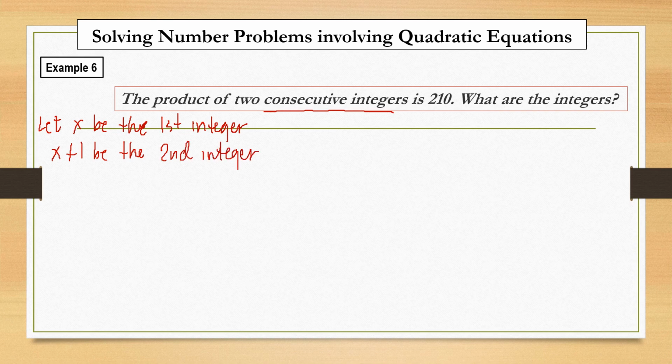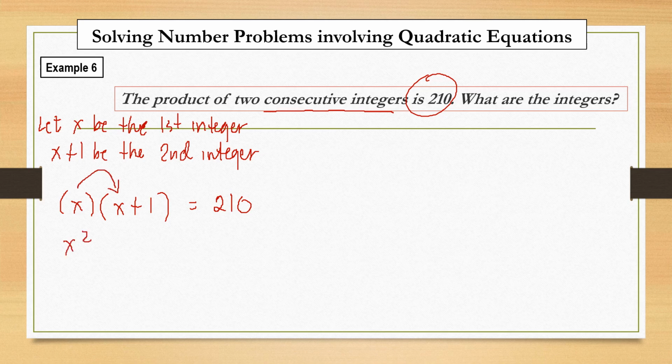So it says in the problem that their product is 210. So the first integer is x, and the second integer is x plus 1. Their product is 210. Okay, let us apply the distributive property. x times x is x squared, and x times 1 is positive x, is equal to 210.